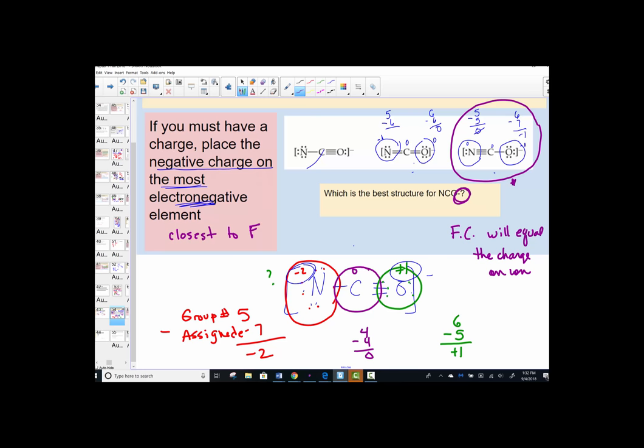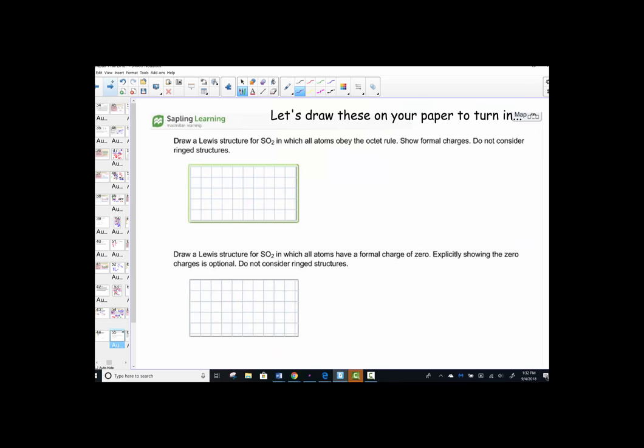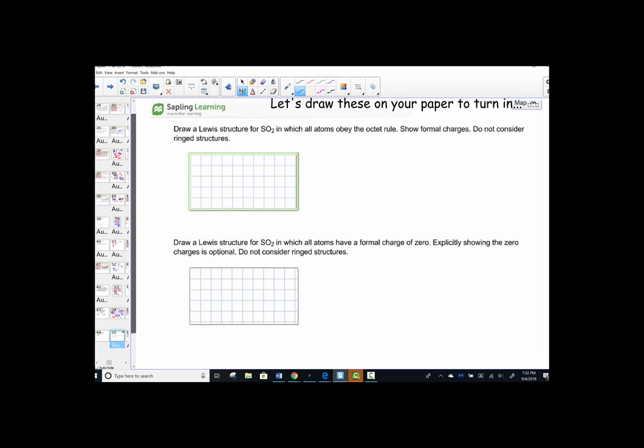And indeed it did, a minus one charge overall. So that was really good practice in reminding ourselves where to place the negative charge. I'd like to draw at least another one with you to talk about formal charge.